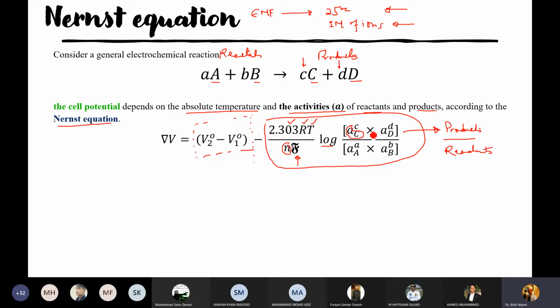AC, this portion, is activity of the compound C. AD is the activity of compound D. Similarly, AA is the activity of material A, and AB is the activity of material B. The powers over here c, d, a, and b, they are basically the number of moles for the respective compound or element or metal that is present in the electrochemical reaction. Is the equation clear?